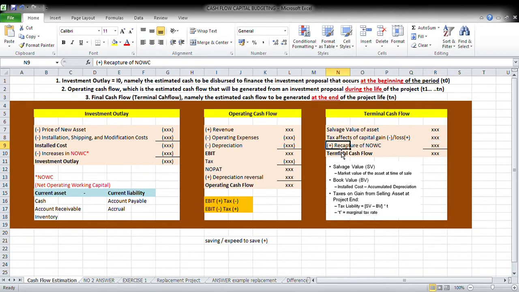And then for the next is recapture of NOWC. This is recapture, and it is the same as this one. The difference is that this one is minus, this one is plus. So it is the same as the depreciation. And then we get the terminal cash flow like that.